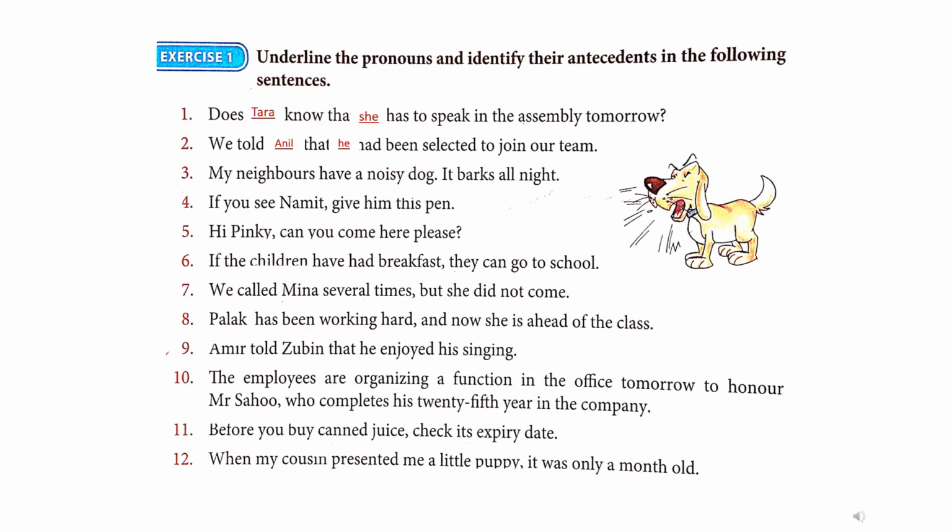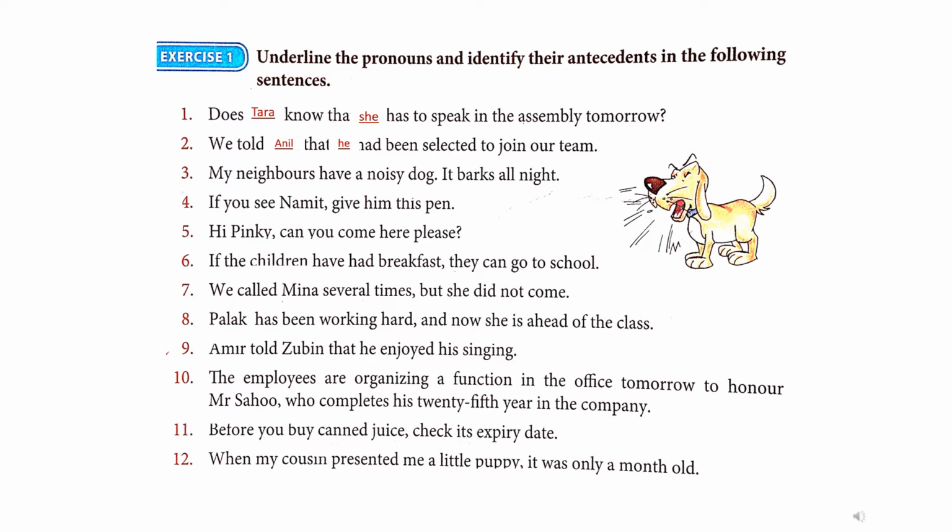We are moving to our first exercise. Underline the pronouns and identify their antecedents in the following sentences. You can see total 12 sentences in this exercise. In these sentences, first we have to underline the pronouns, then have to find out their antecedents. Here, first and second, I have done for you.